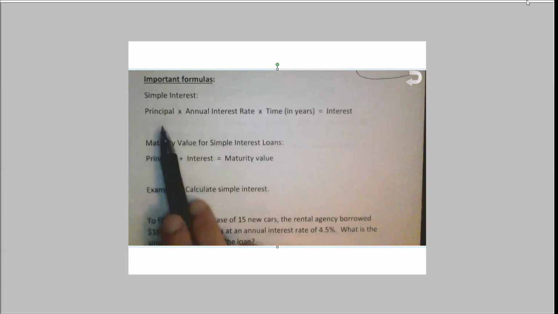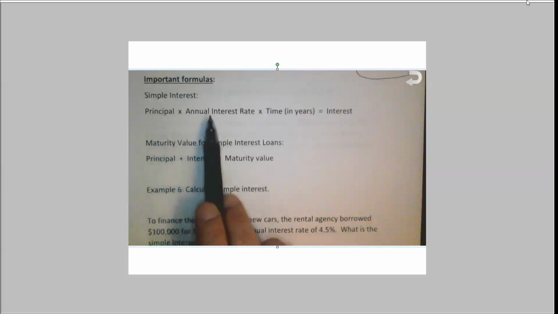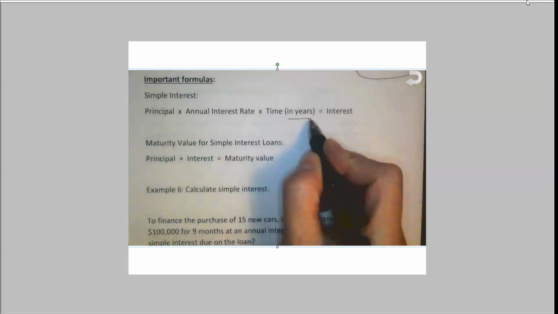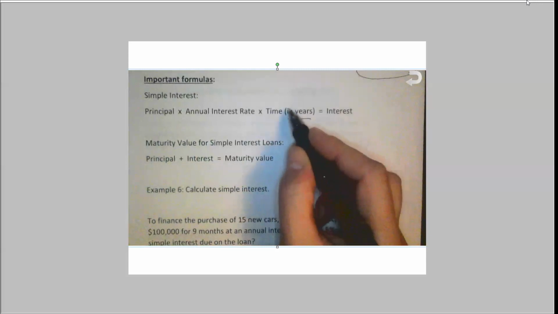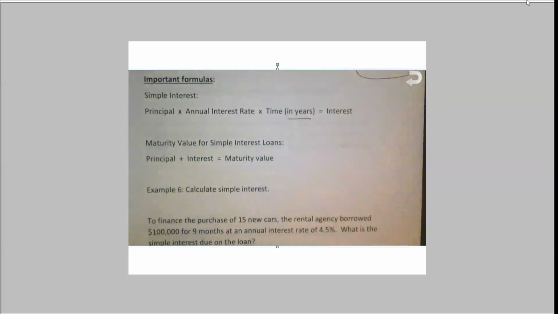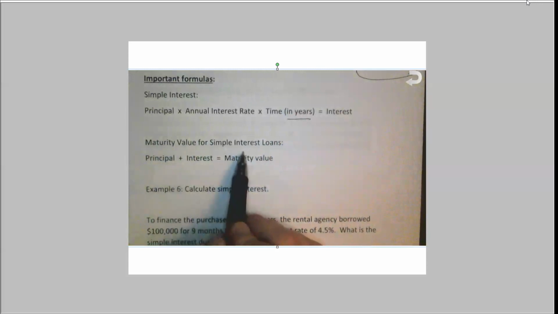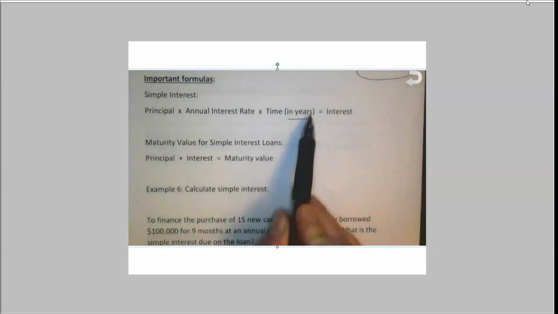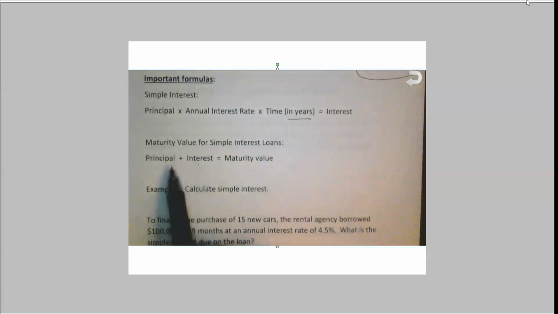Simple interest is calculated by principal times your annual interest rate times your time. And notice that is in years. Okay, we're going to see some problems that give us time as months. So we're going to need to take this into consideration, that it's always represented in years. That's how we calculate interest. The maturity value for simple interest loans is principal plus interest equals the maturity value. So this whole formula that was used to calculate interest will also be used to evaluate this number right here that I can add to the principal to get the maturity value.